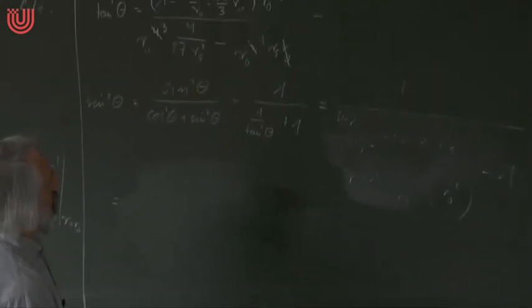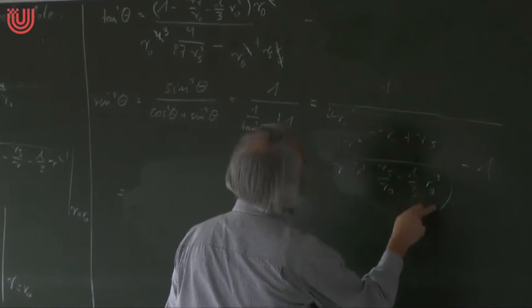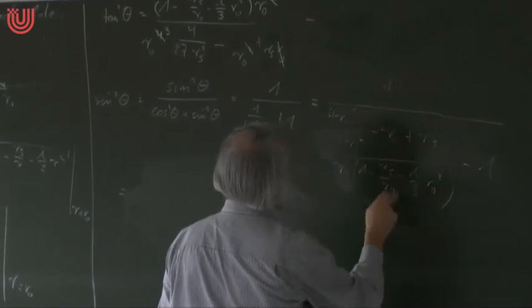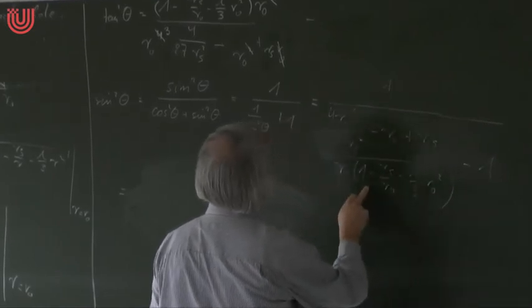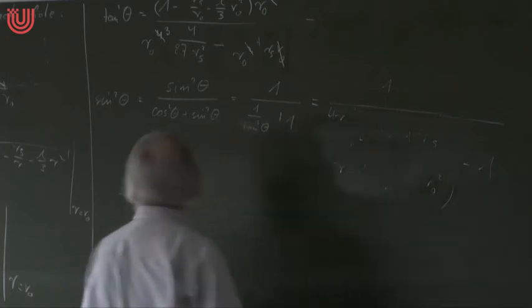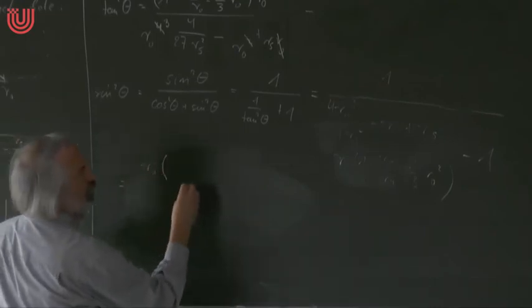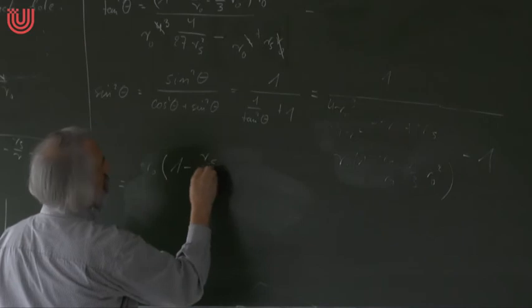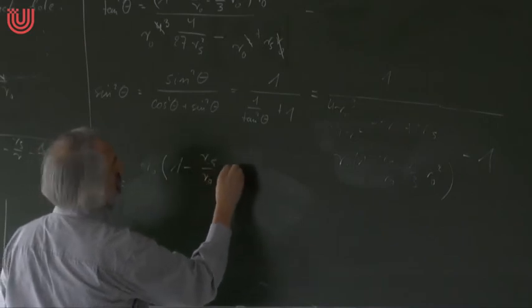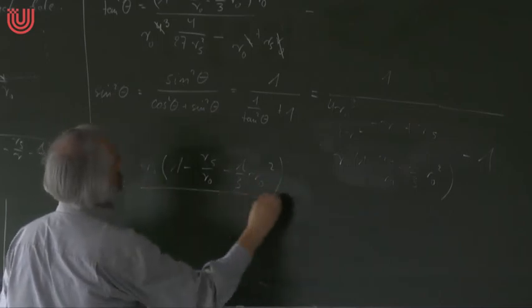So let's see what we get here. Let's check the dimensions. Inverse length, length squared. Length by length, yes, that's fine. Length, length, length, that's also fine. Yes, I think the dimensions at least are correct. That's a good start. 1 minus RS over RO minus lambda third RO squared.